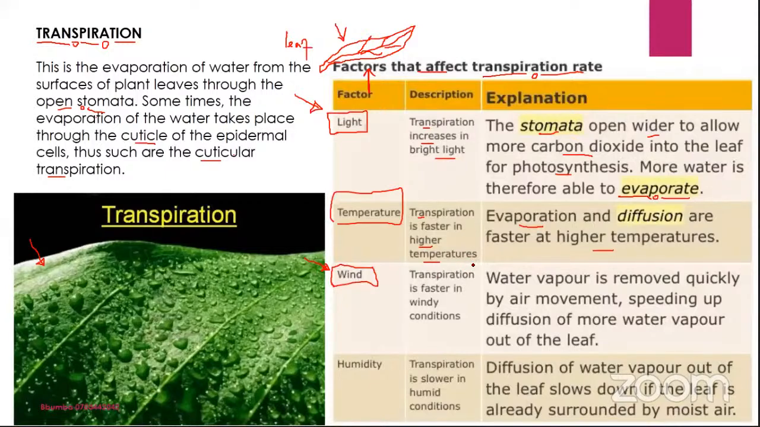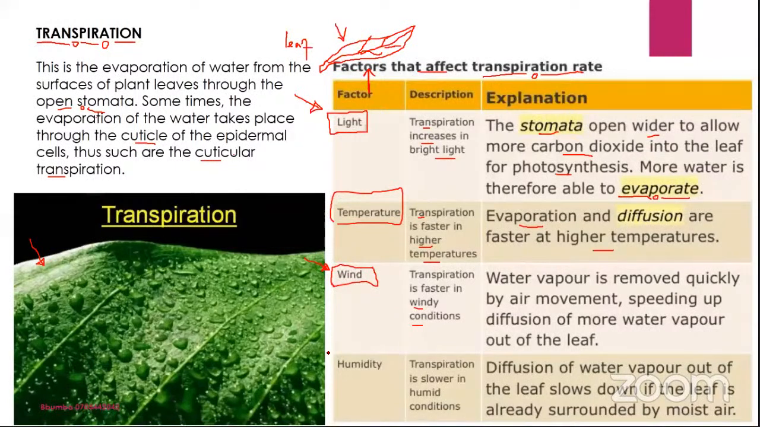So wind, transpiration is faster in windy conditions. That is when the wind velocity, meaning the speed at which wind is moving, is high. So water vapor is removed quickly from the air by air movement, speed of the leaf. We shall be talking about this in more detail.